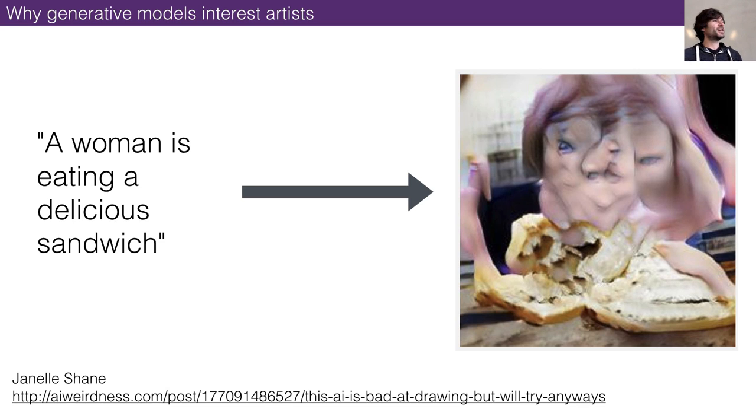What's going on today out there? Anyway, this is made using Runway. Chris showed you Runway, and this was just a sample made by Janelle Shane using an AttnGAN inside of Runway. A woman is eating a delicious sandwich, and there she is. Isn't that lovely?